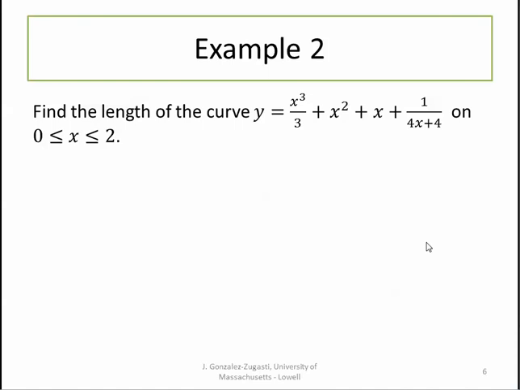Alright, let's do example 2. And it's going to use the same idea that we used in example 1 of taking what's under the radical and rewriting it as a perfect square. So here what we're doing is we're going to find the length of the curve y equals x cubed over 3 plus x squared plus x plus 1 over 4x plus 4 on the interval 0 to 2.